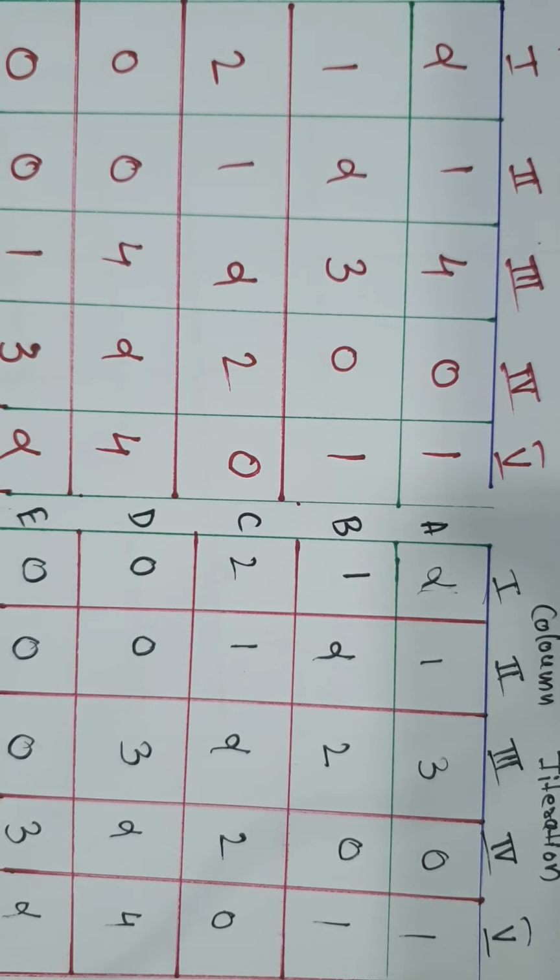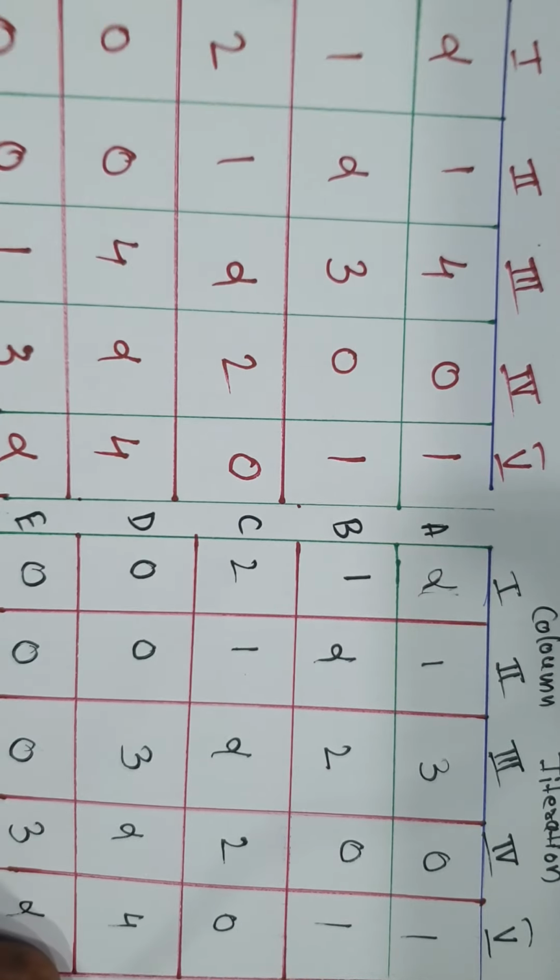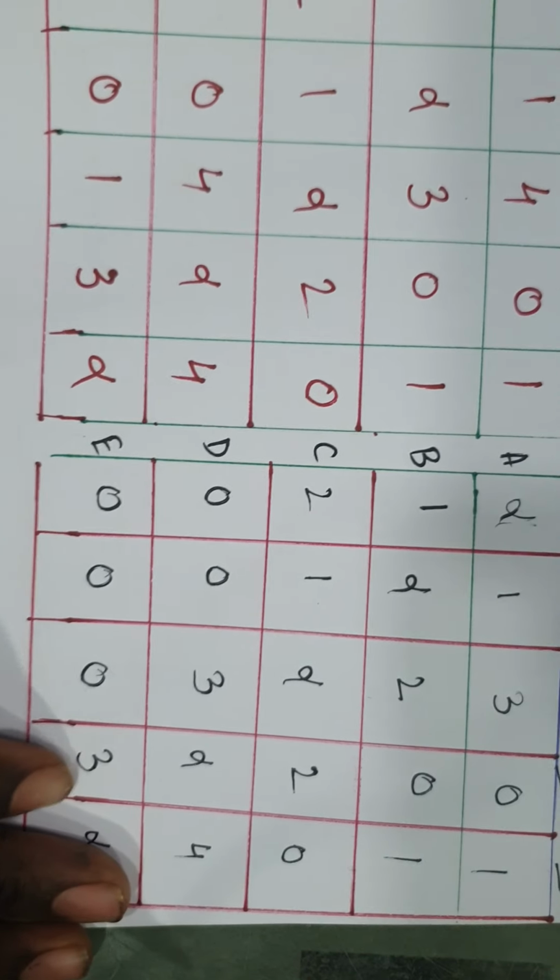The next one is known as the column iteration. First one is the row iteration, next one is the column iteration. After that you have to go for the assignment.